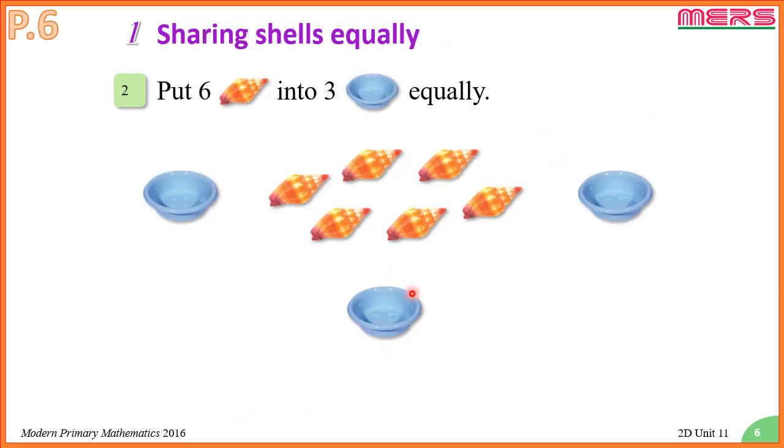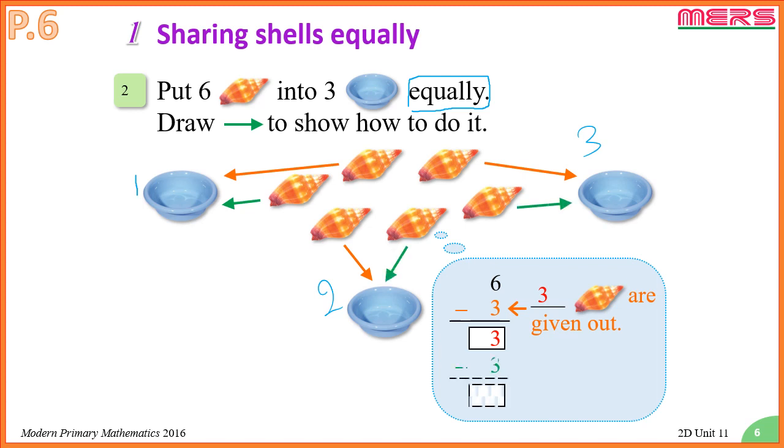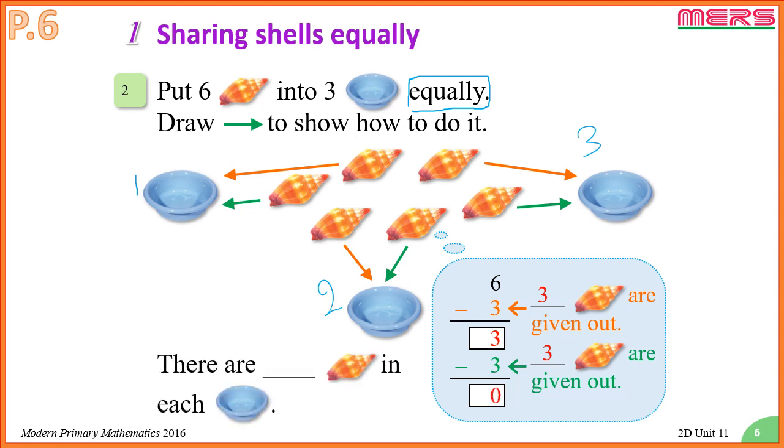For the next part, I want to put the 6 shells into 3 bowls equally. Let's highlight this main point, equally. If I put shells on the first bowl, I need to put on the second and third bowl as well. For the first time 3 shells are given out, so the remainder here is 3. We still have 3 here. I want to put them into 3 bowls, so I put again. I minus 3 again because 3 shells are given out at that time. So the remainder is 0 here.